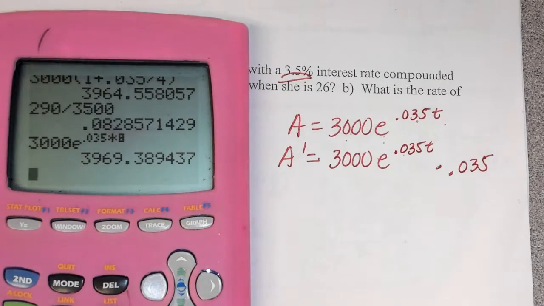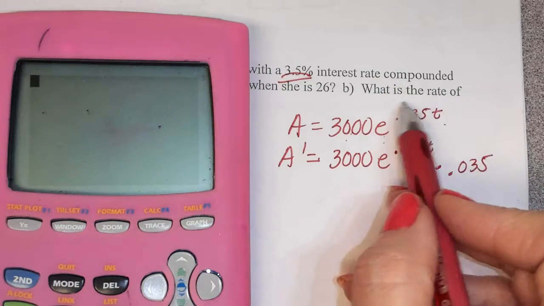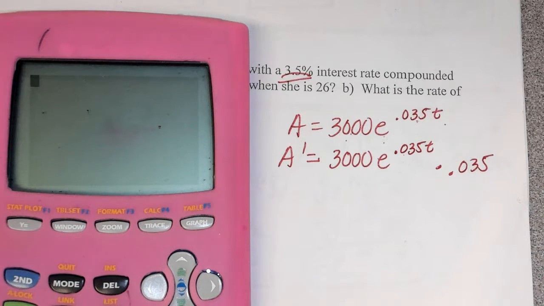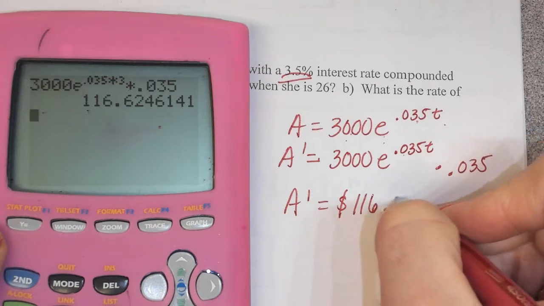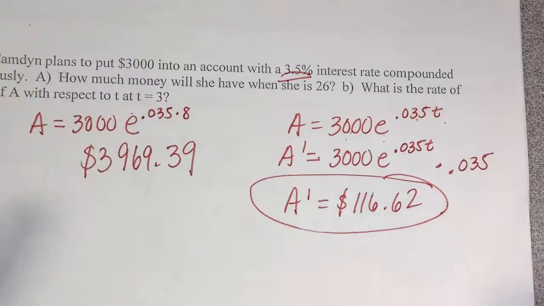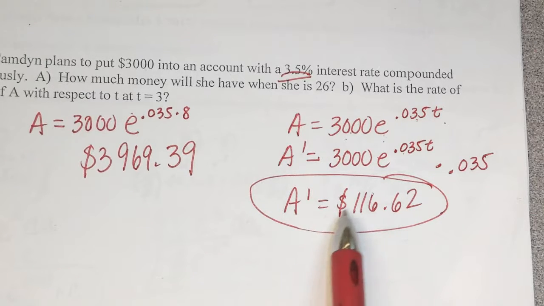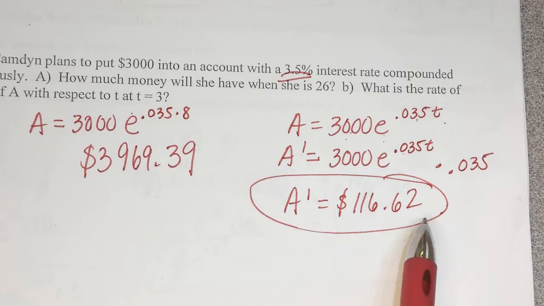And to find that rate of change, we're just going to plug in our t values. So it says, what's the rate of change at 3 years? And it's $116.62. Okay? So what that's telling us then is at 3 years, if you keep it in, you're going to make an additional $116.62 when you go from 3 to 4 years.